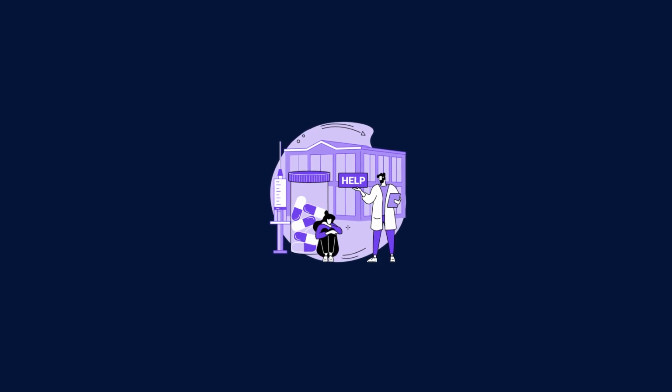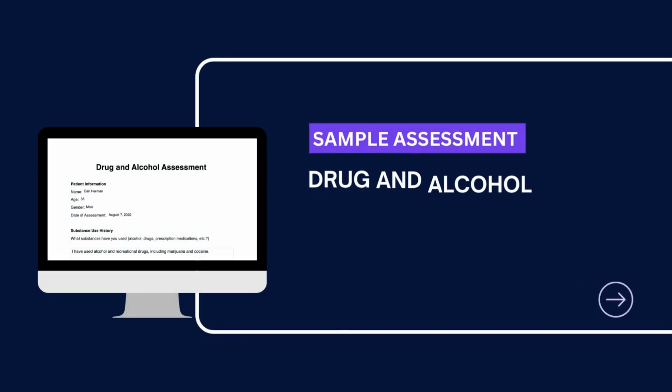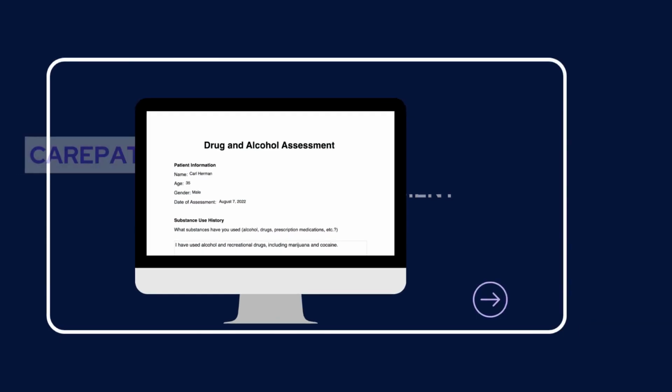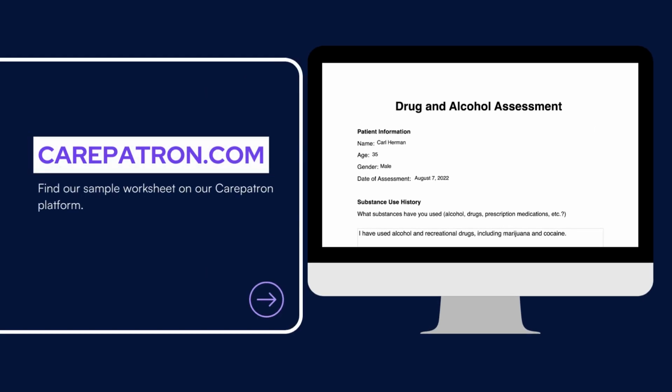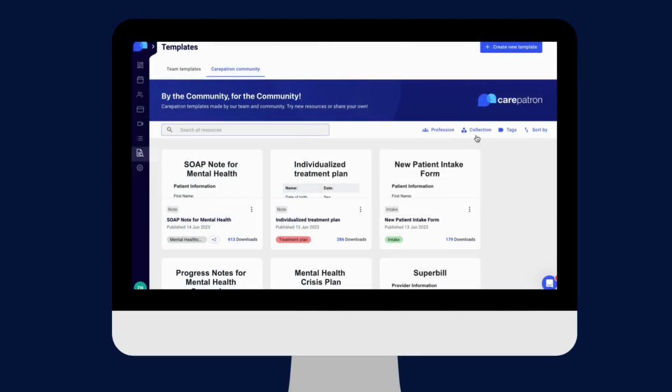Here is a sample of our drug and alcohol abuse assessment, which you can find on our Carepatron platform. To find our drug and alcohol abuse assessment, go to our Carepatron platform or click on the link in the description. In our template section, we have a variety of templates and worksheets for you to use with your patients. You can filter or type in keywords to find the worksheet.